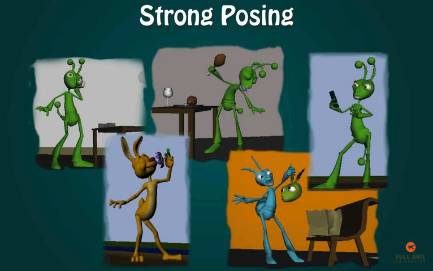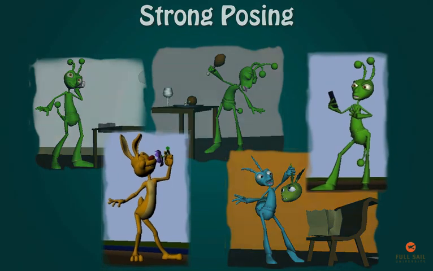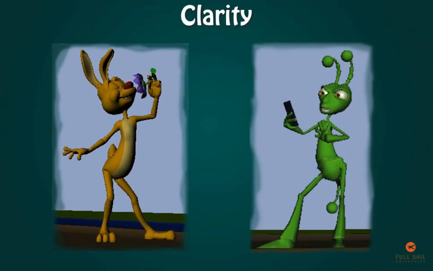Posing your character, you should look for clarity, appeal, and strong mechanics. All these things are necessary, so let's try to break them down in a bit more detail. Clarity refers to how clearly the pose reads to the audience. As the animator, you want to communicate your intention quickly and efficiently.